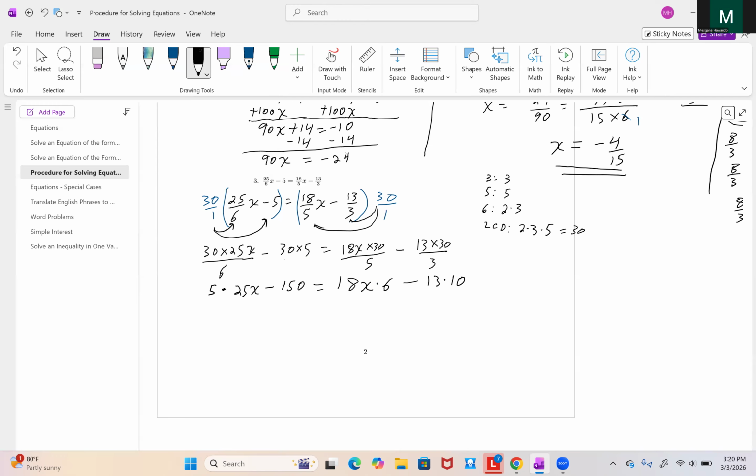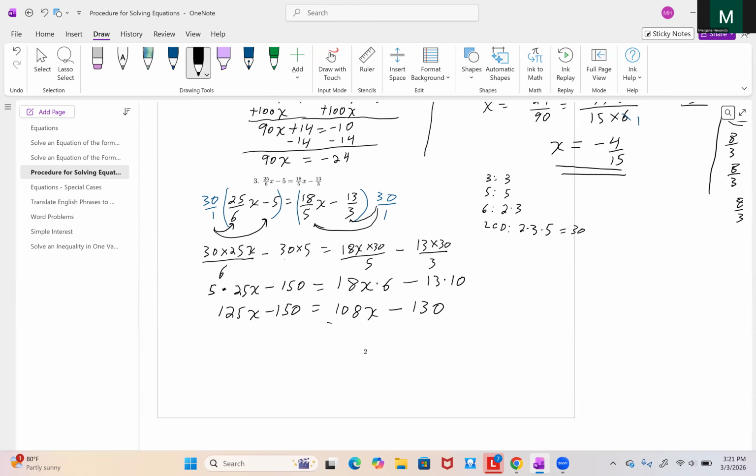So 5 times, now we simplify. 5 times 25, 125x, minus 150 is equal to 18 times 6. 8 times 6 is 48, right? The 8, carry over the 4. 6 times 1 is 6, plus 4 is 10. So 108x, minus 13 times 10 is 130. Okay. The next step here is to bring the variables on one side and the numbers on the other side.